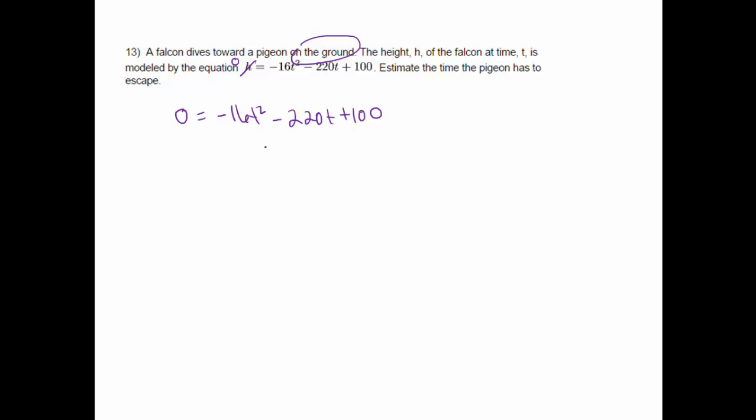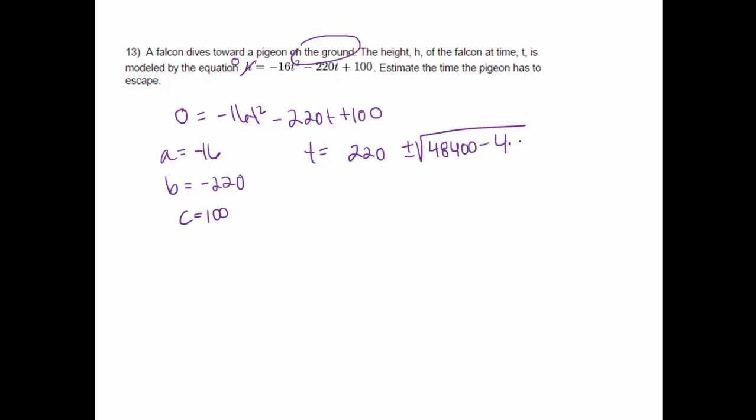I would definitely suggest, since we have so many big numbers in this one, just use the quadratic formula. So a equals negative 16, b equals negative 220, and c equals 100. So setting this up, we're going to get t equals the opposite of b, so positive 220 plus or minus the square root. If I take negative 220 and square it, I get 48,400, and that is a positive answer, minus 4 times the a times the c, and it's going to be all over 2 times the a value. 2 times negative 16 is negative 32.